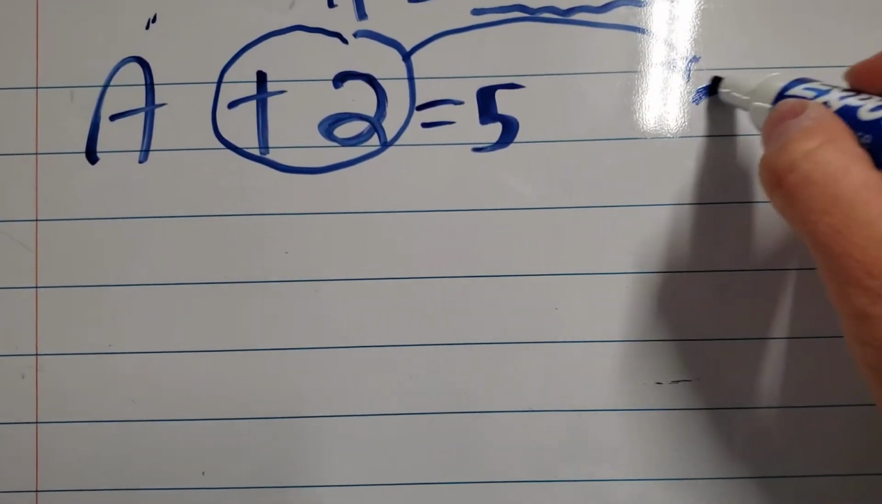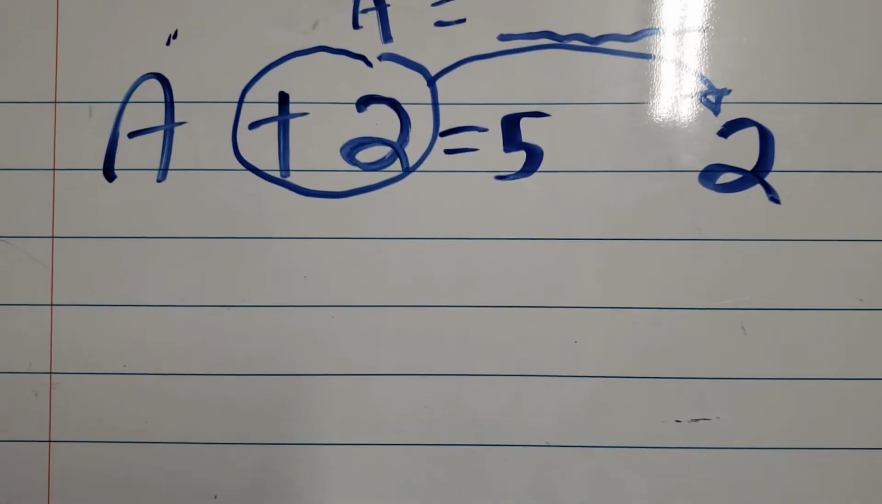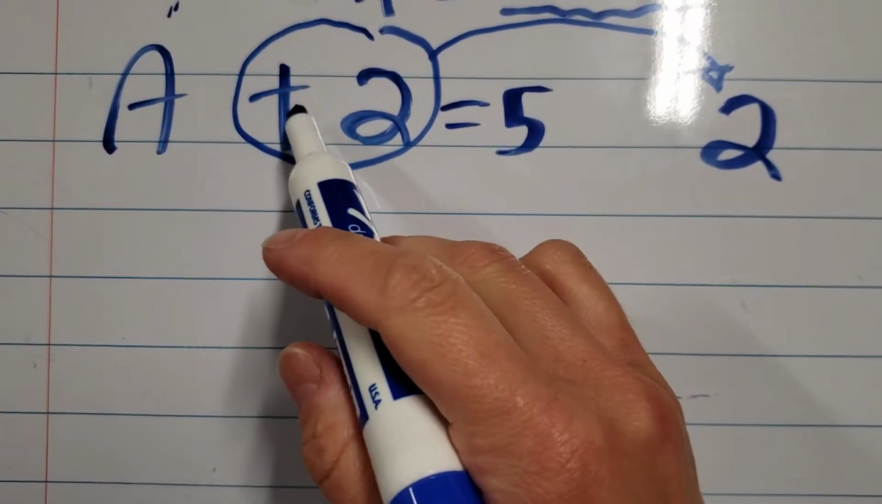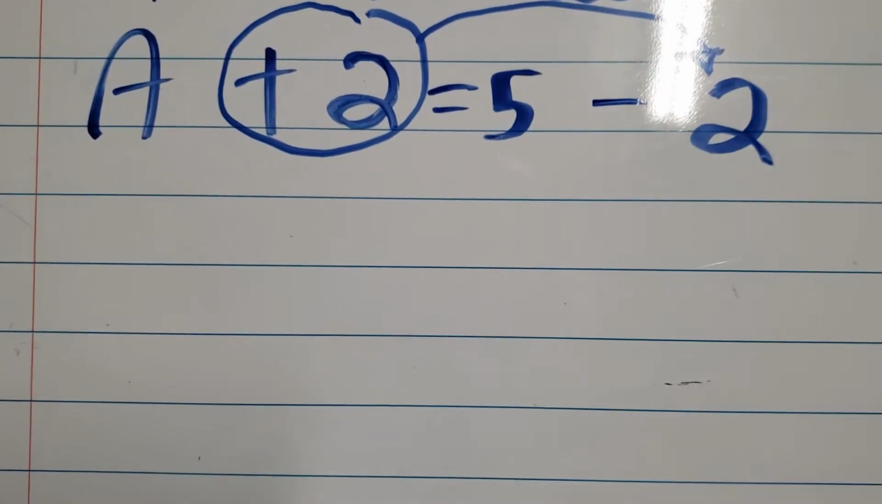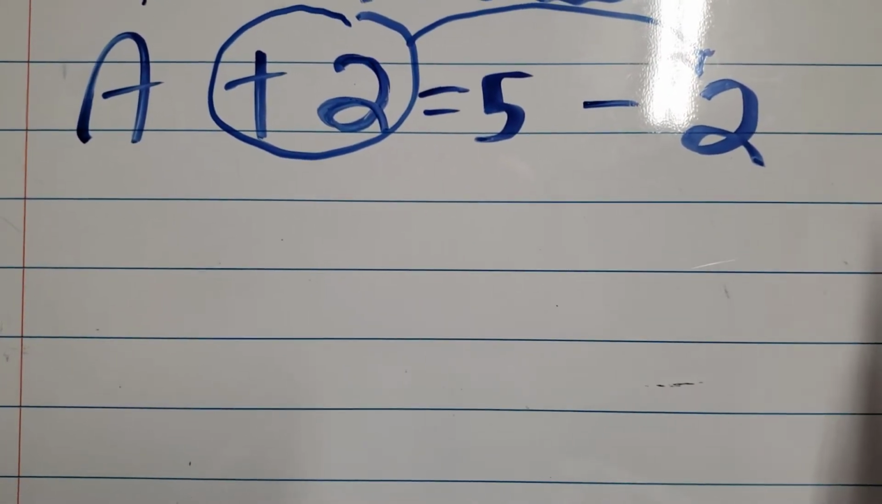But when we move it, our 2 is going to stay the same. Nothing changes to the numbers. But what happens is that the sign changes. So addition becomes subtraction. And the opposite would be true, like subtraction would become addition.